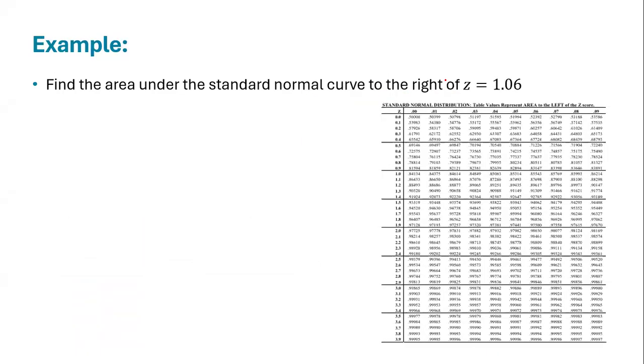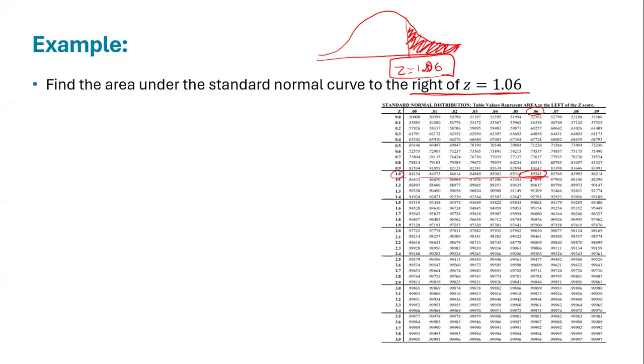Next question says find the area to the right of this z-value. That means if we have a normal curve and the z-value is 1.06, I want the area to the right. I want this area. Since the z-value is 1.06, I'm still going to use this number as a z-value. So 1.0 and 0.06. These two give me this number, 0.8554.